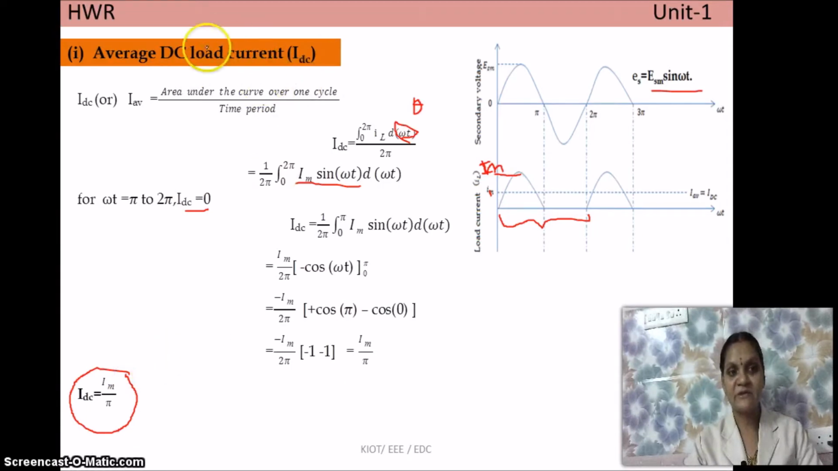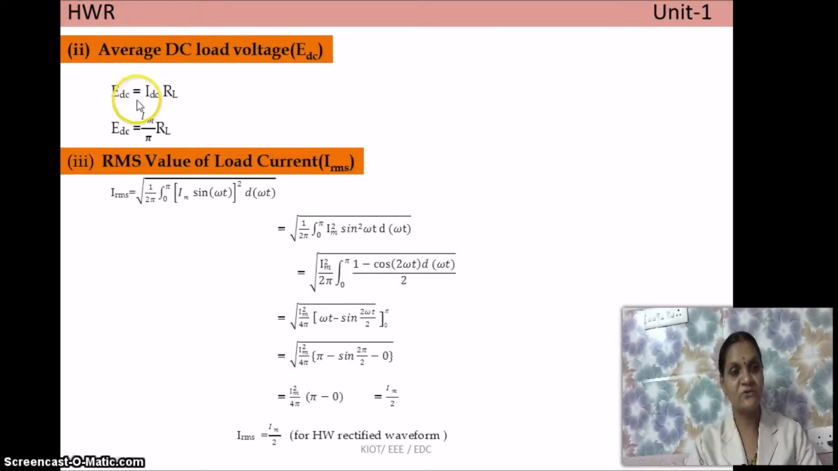We have calculated the current value. Similarly, we need to calculate the average value of voltage. For that, we can either use the same methodology, or we can use Ohm's law directly. If we use Ohm's law, we know that V equals I into R. So the load voltage EDC equals IDC into RL, because RL is taken as the resistance connected at the output of the circuit. And IDC we have just calculated, which is Im by pi.